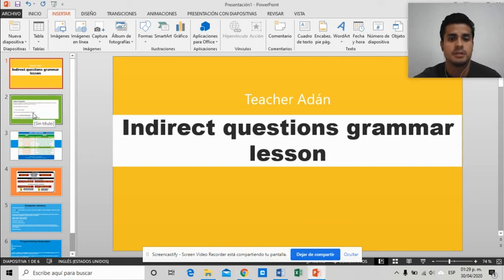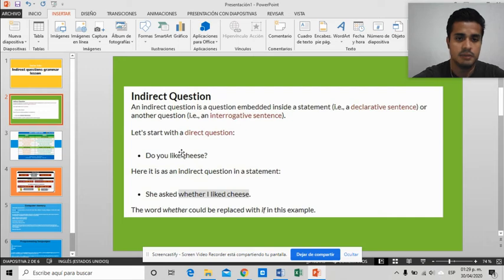Okay, so first, let me jump to the next slide. Give me a minute. Okay, so indirect question. An indirect question is a question embedded. That word embedded means inside of something. So it's a question inside of a statement or a declarative sentence.